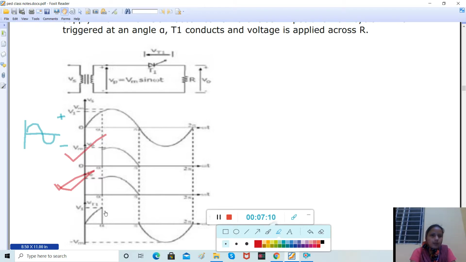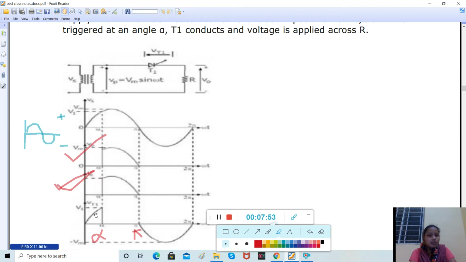See, whenever the thyristor is turned on, in the ideal case the voltage across this device is 0. That's why when the device is turned on, that is from alpha to pi, it is 0. Here it is pi, it is 2 pi. So from alpha to pi the thyristor is turned on. This is the alpha point and this is the pi point. From alpha to pi the voltage across the thyristor is 0, and the remaining part of the complete cycle has blocking voltage across the thyristor.